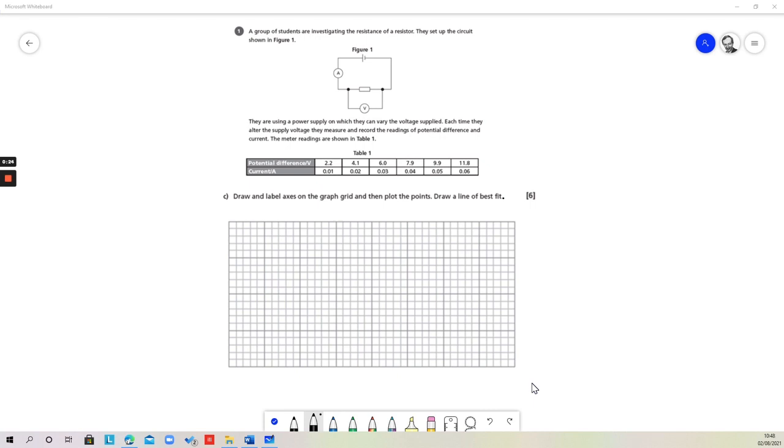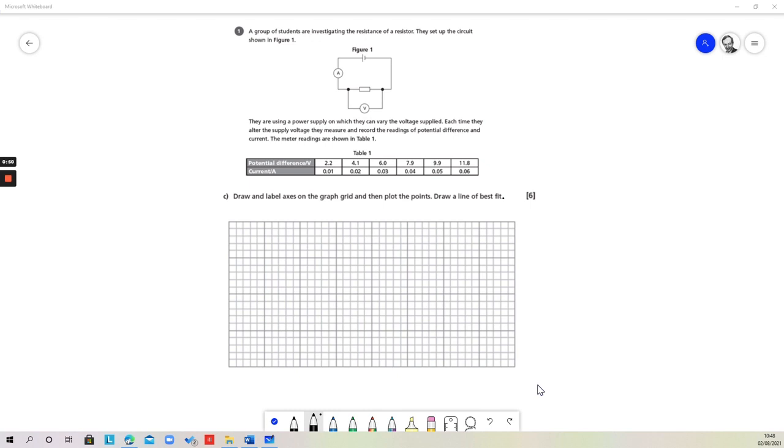We've got two variables here. One is potential difference and the other is current. And the convention is that the independent variable, the one that we're controlling, that we change the value of, is the one that's going to go on the horizontal axis. So we need potential difference on the x-axis, and we need to choose a suitable scale.